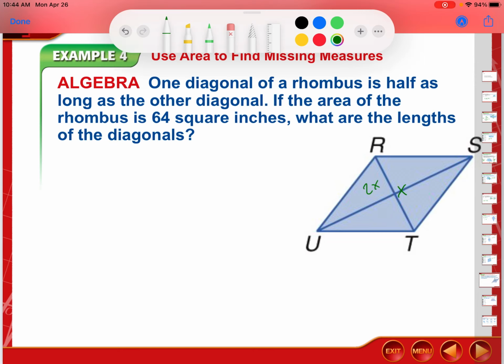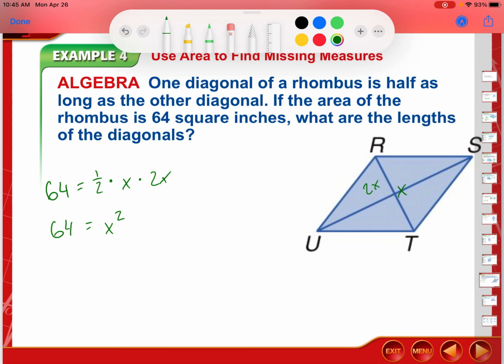So what we could say is, for the formula of the area, which in this case is going to equal 64: 64 is going to equal 1/2 times diagonal 1, which is X, times diagonal 2, which is 2X. So we would want to simplify this right side. If I did X times 2X, I would get 2X squared times 1/2, which would be just x squared.